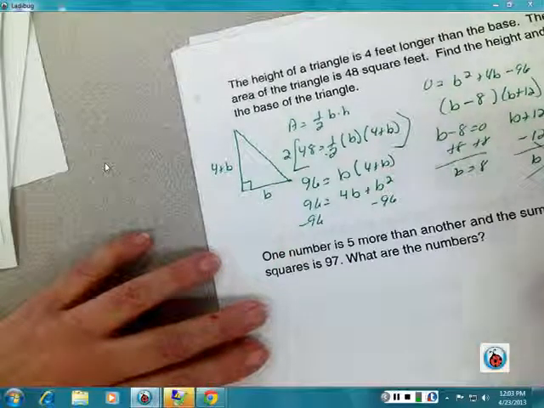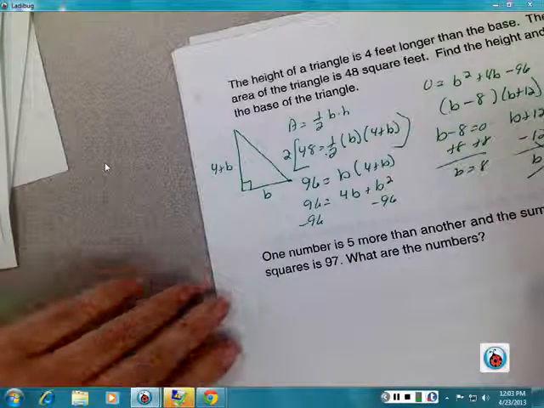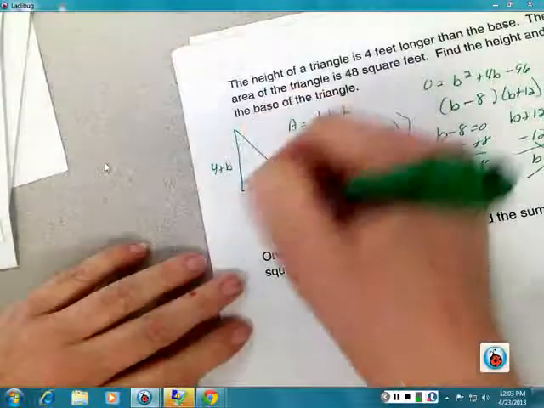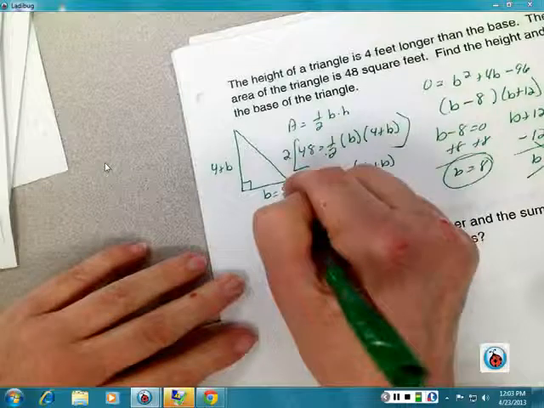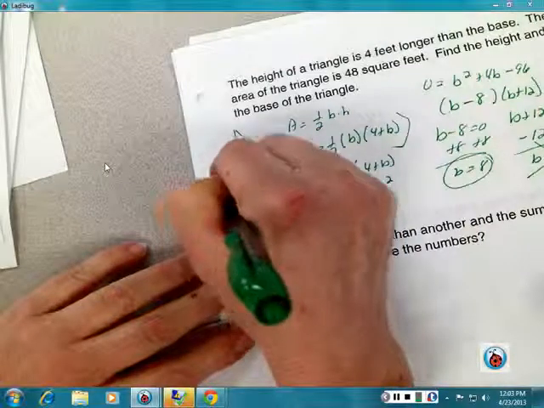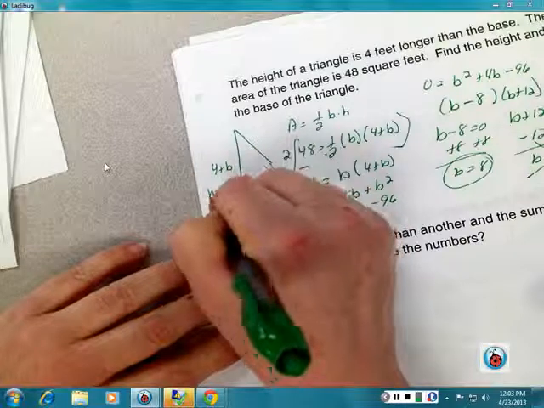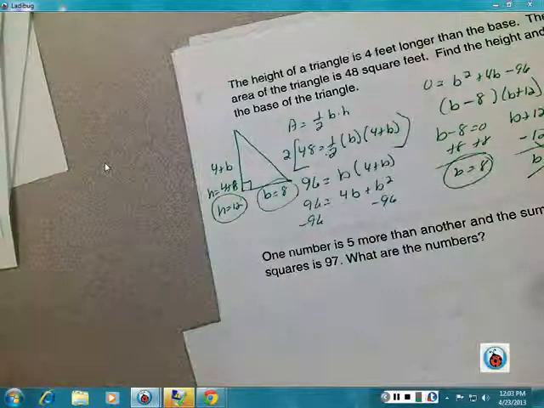Can't use a negative 12 because my solution ends up being a negative, and I can't have a negative for my length on my triangle. So b is 8, so the base is 8, and the height is 4 plus 8, or 12. So my two answers are 8 and 12.